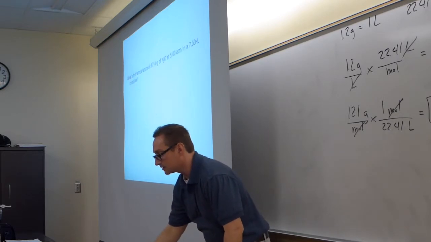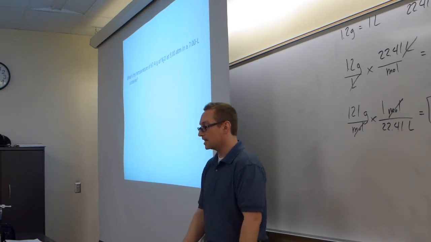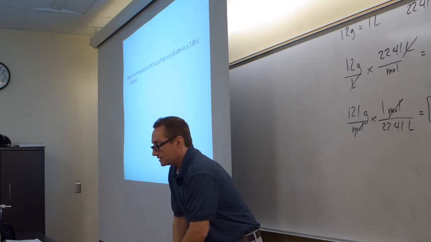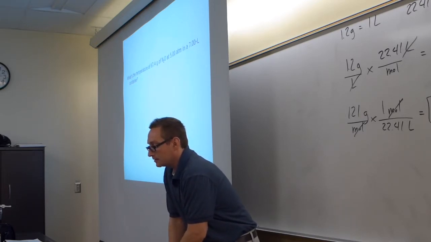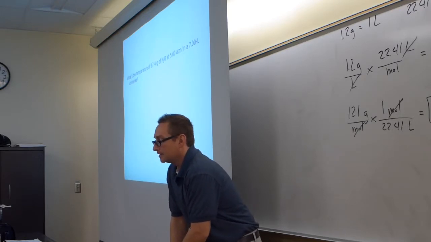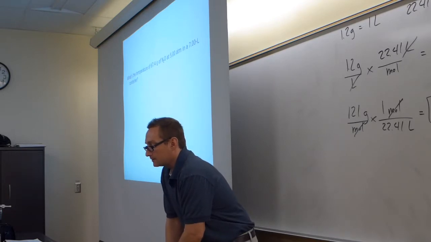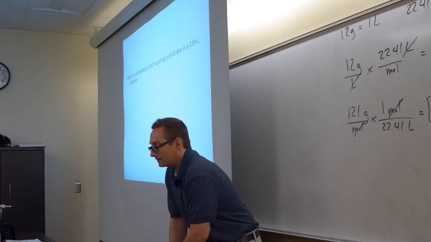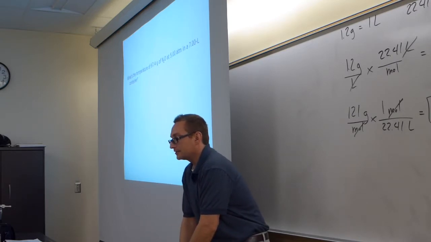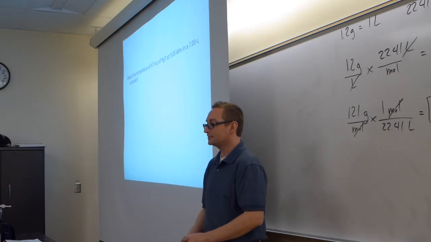So using PV equals nRT, let's do one example of that. What's the temperature of 67.4 grams of nitrous oxide, N2O, that's the laughing gas, at 5.00 atmospheres in a 7.00 liter container? What would be the temperature of that gas?